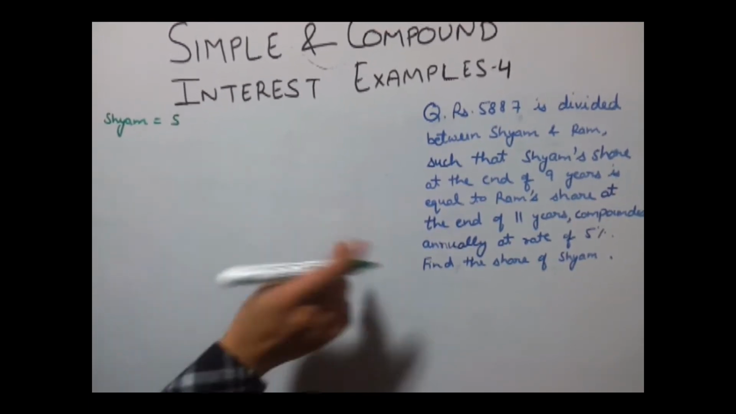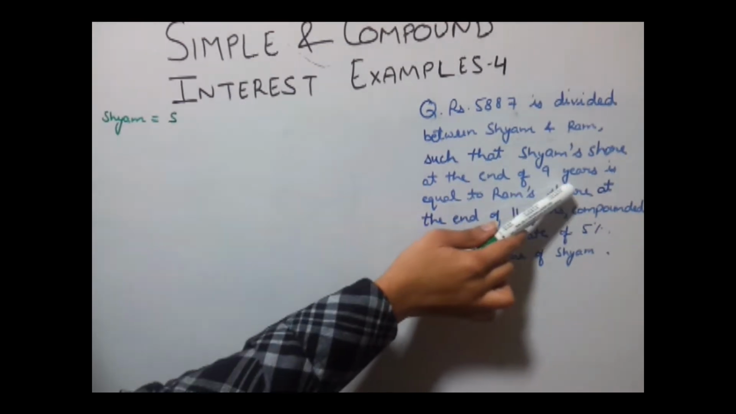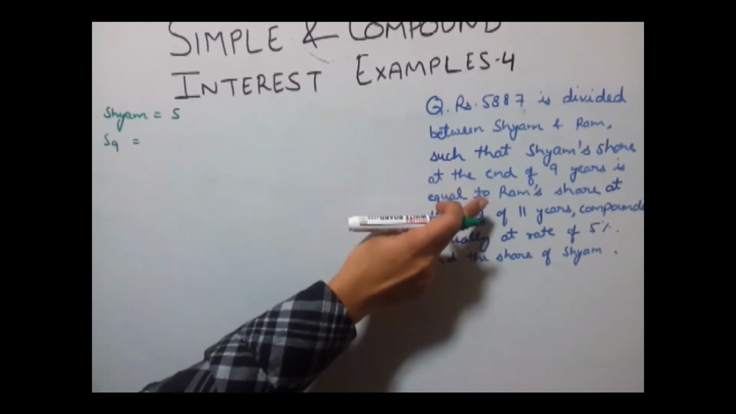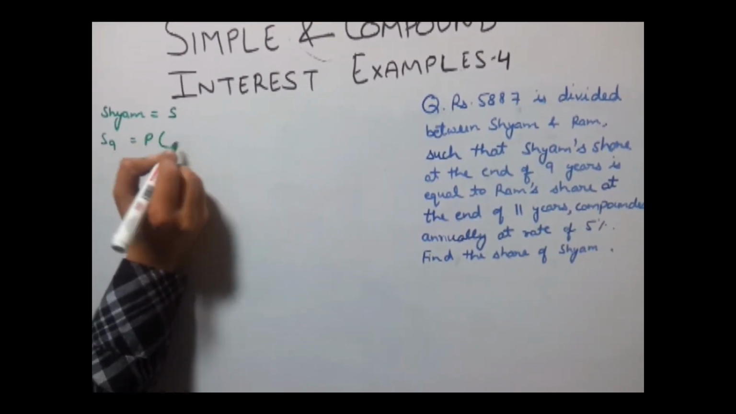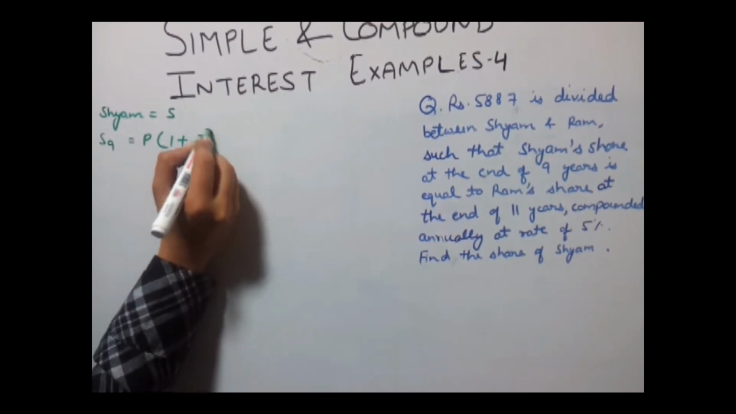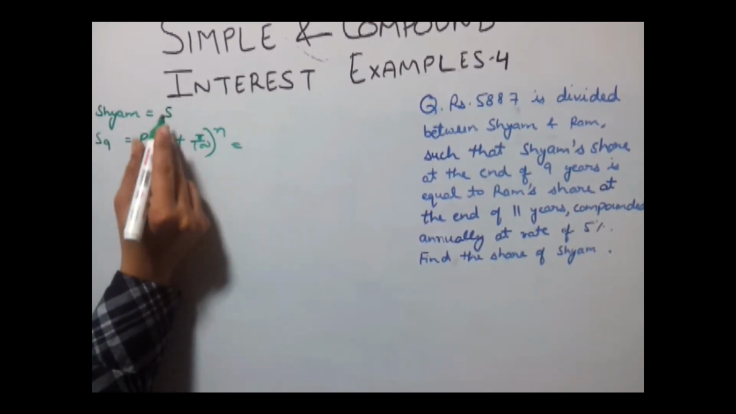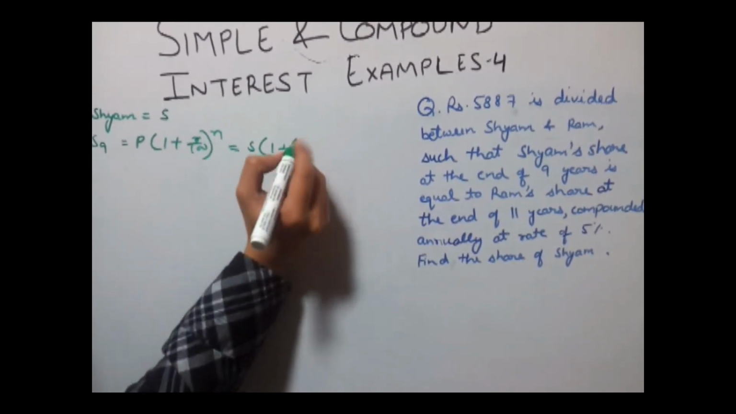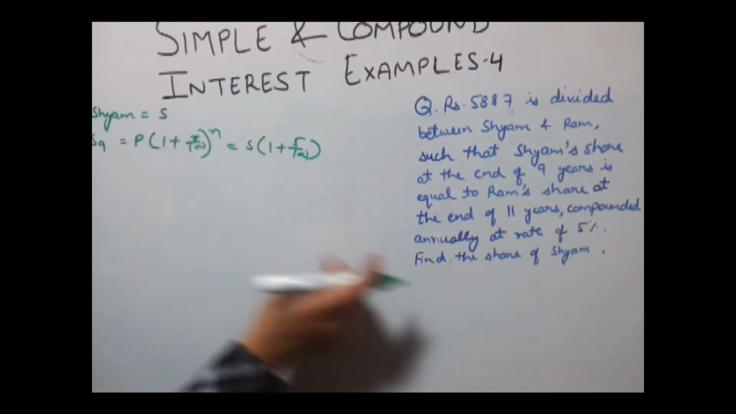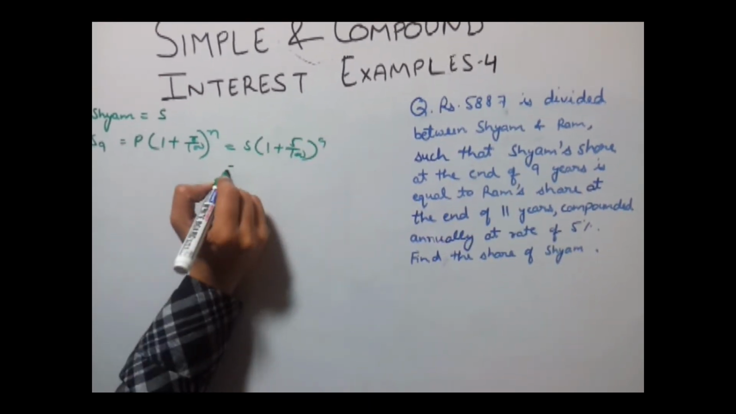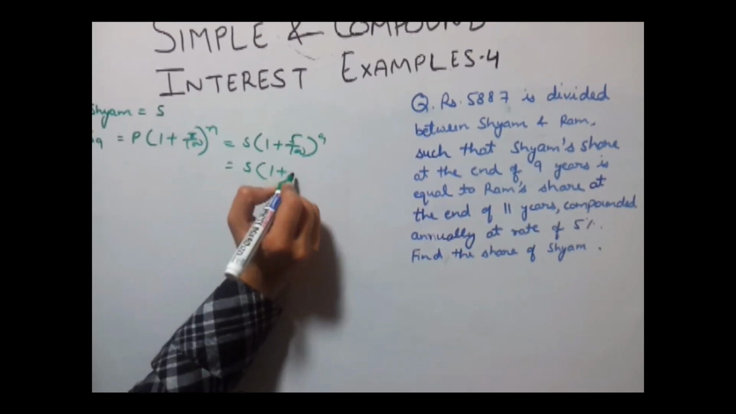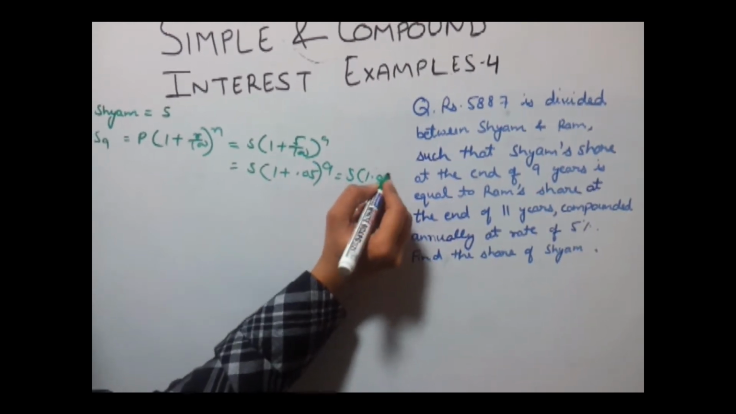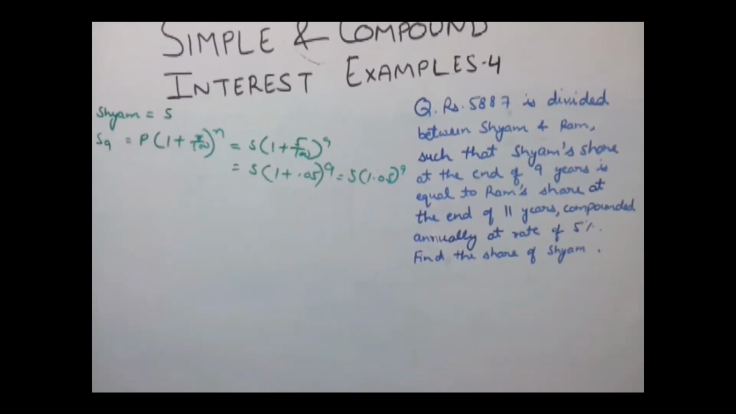Now it is given that what Shyam will get at the end of 9 years. So S9 will be equal to what Shyam will get at the end of 9 years, which will be P into 1 plus R by 100 to the power N. P over here is the principal. Initial share is S. 1 plus R by 100 is 5 by 100. N is 9 years, which gives us S into 1 plus 0.05 to the power 9, or say S into 1.05 to the power 9.